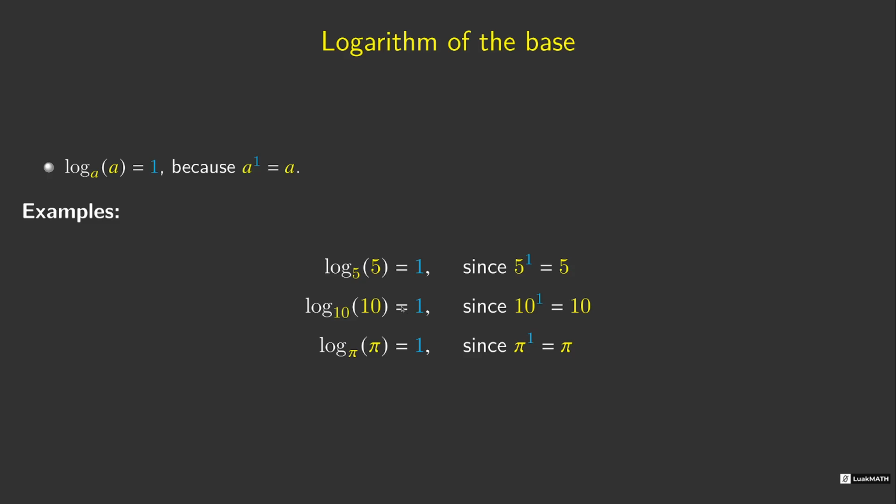Log of 10 to base 10 equals 1. That is because 10 raised to 1 equals 10. Similarly, log of pi to base pi equals 1. So as long as the base and the log itself match, that's going to be 1. And you can use exponentiation to see why that is the case.